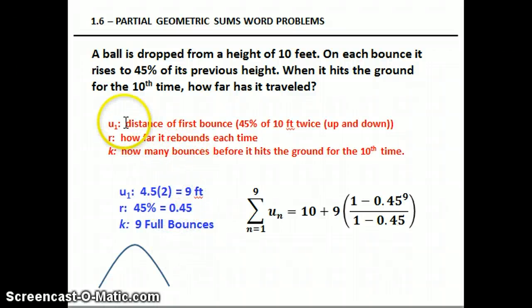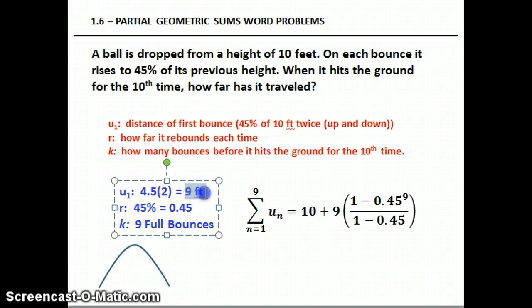Well, again, our u sub 1 is the distance of the first bounce, but let's think about this. It drops 10 feet, then it rises up 45%, and then drops back down again. So that's going to be 45% of 10 feet, and we're going to need it twice, both the up and the down, to get the total distance.